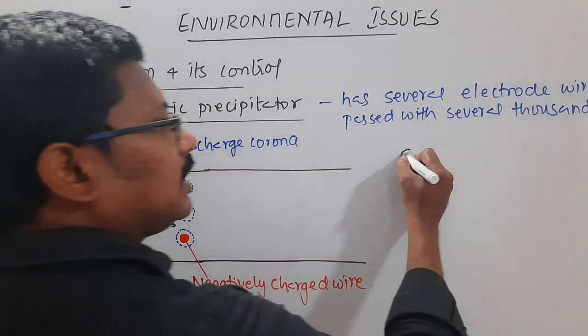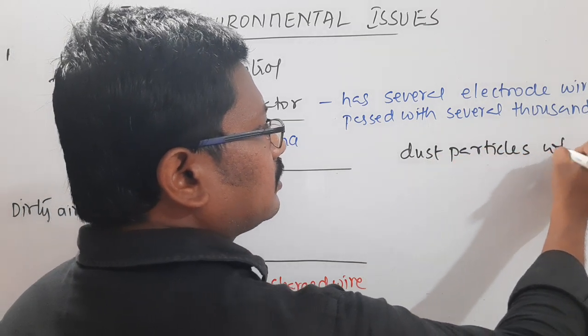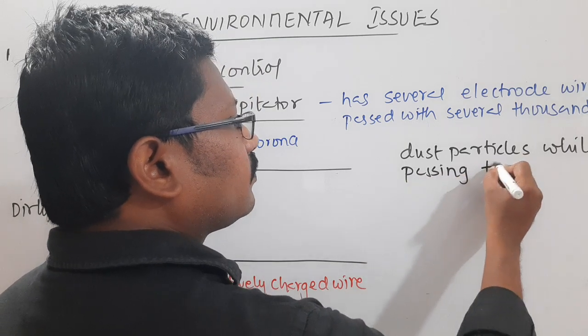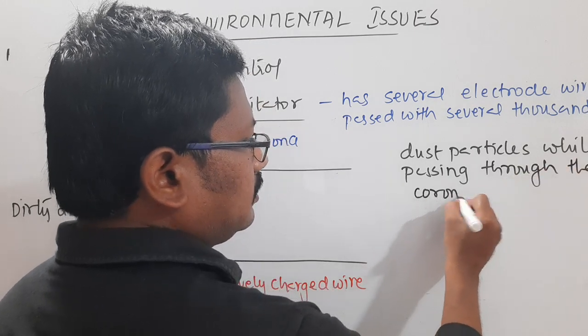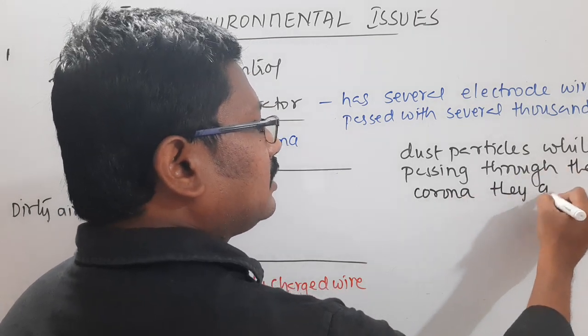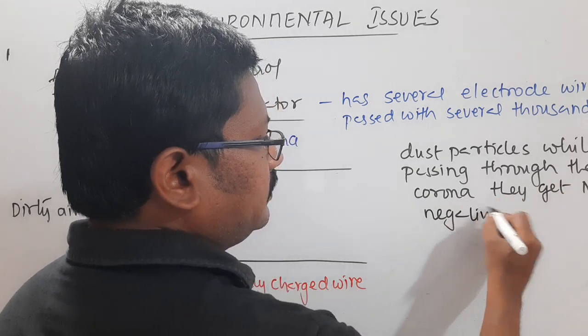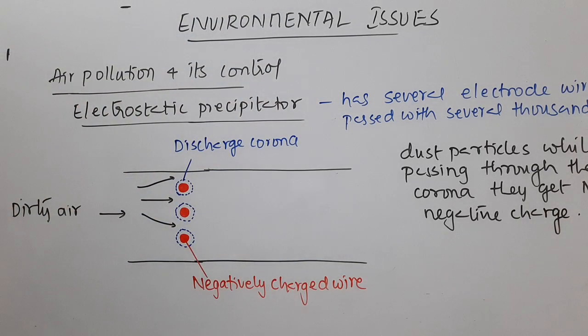So the dust particles, while passing through the corona, get a net negative charge.